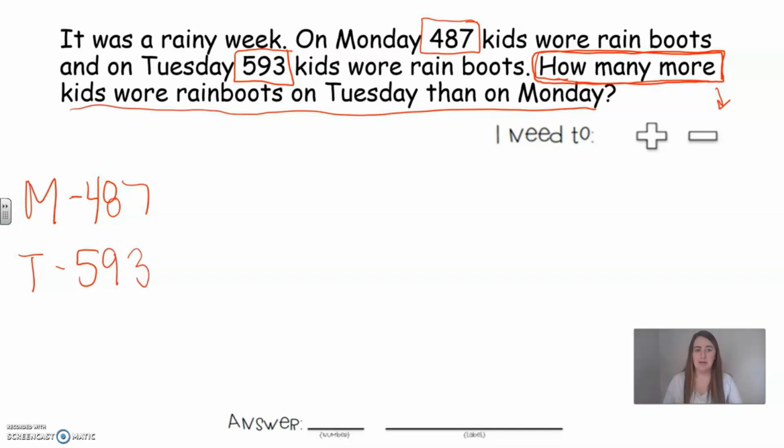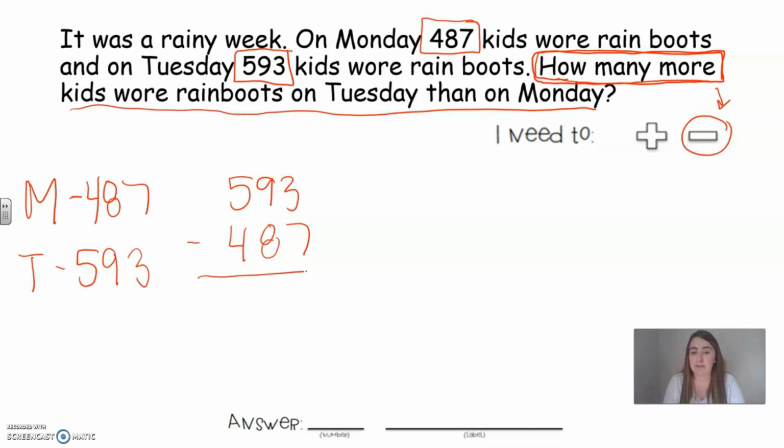Now I need to make my equation. What am I solving for? Well, let's go back to that question. How many more? So how many more kids wore rain boots on Tuesday than on Monday? So I know that I'm going to start with Tuesday because it's asking me on Tuesday than on Monday. So I'm going to subtract 487. Did you hear that? We're subtracting.